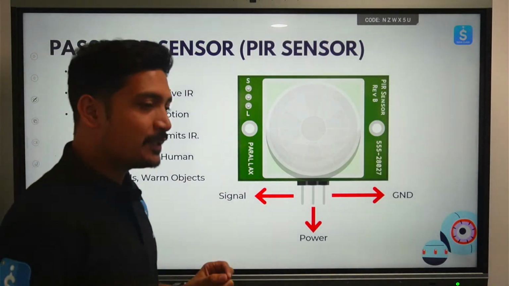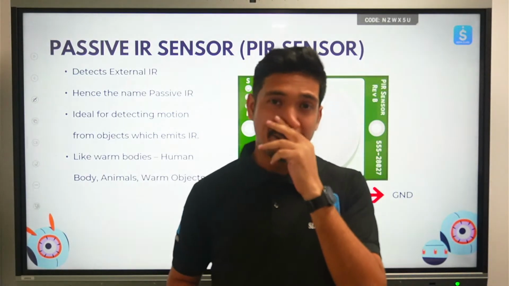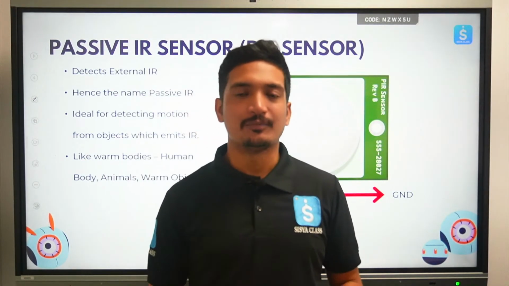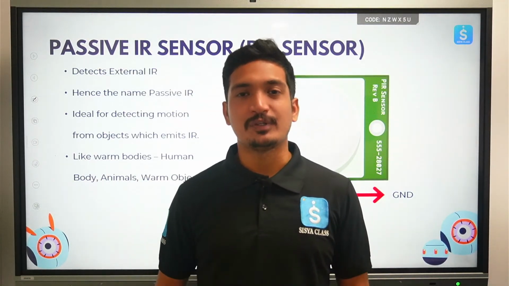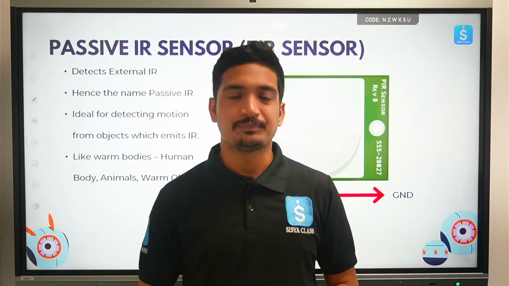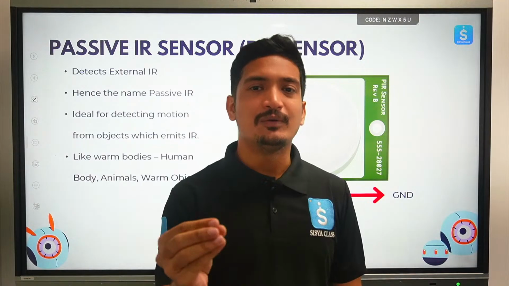This is the first thing that we need to understand, the PIR sensor. Until we understand how the sensor actually works, what its purpose is and what its terminals are, it becomes very difficult for us to understand how to use this sensor in our program. So we'll do that one by one. First of all, we'll see how it actually works.